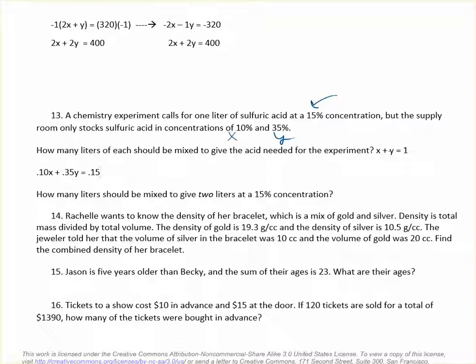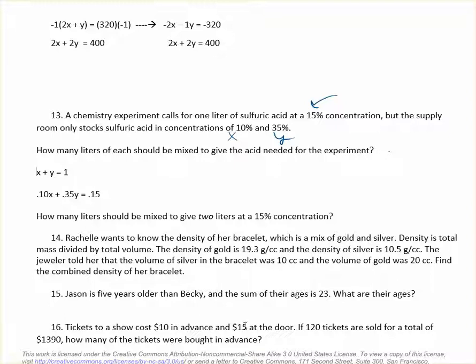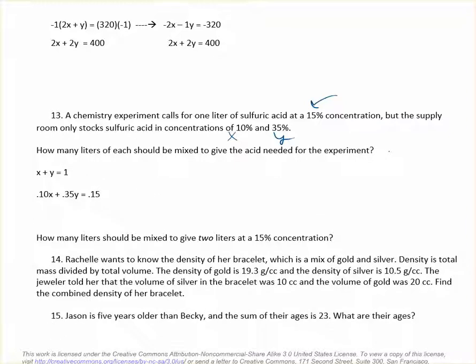So use those two equations. Number 2, or the second part of this, you would just change this to a 2 in order to get your answer. So here's your system of equations. And if you don't like working with the decimals, you could multiply every one of this second equation by 100. If you multiplied everything by 100, you would get 10x plus 35y equals 15.